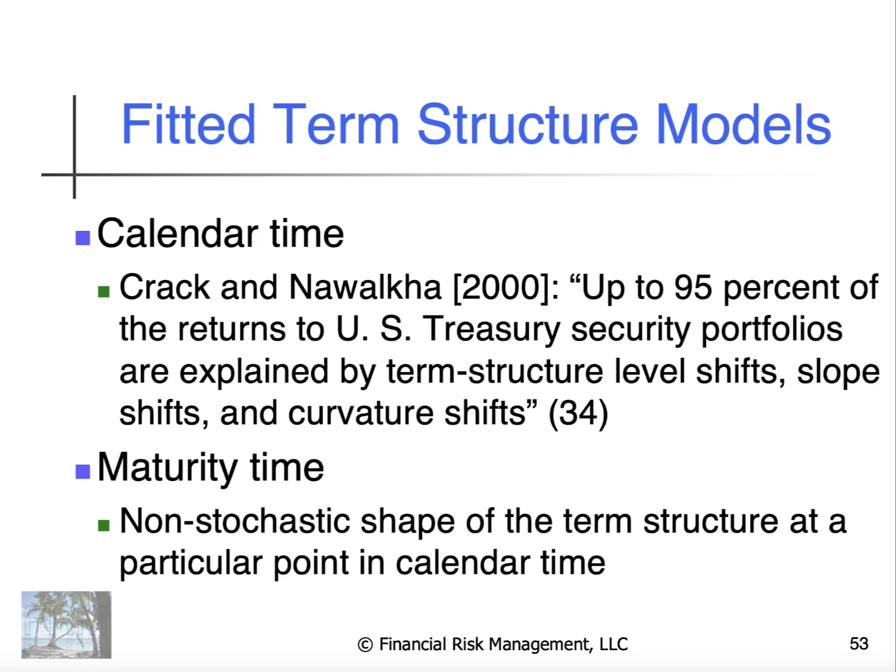And so fitting the term structure, Kraken and Nowaka note that up to 95% of the returns on a U.S. Treasury securities portfolio are explained by the term structure level shifts, slope shifts, and curve shifts. And in maturity time, it's the non-stochastic shape of the term structure at a particular point in time.